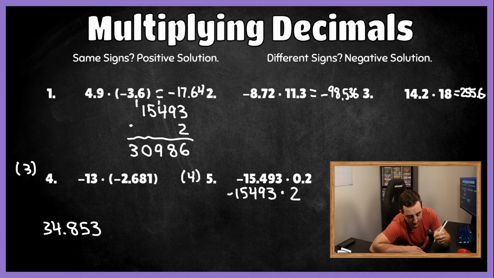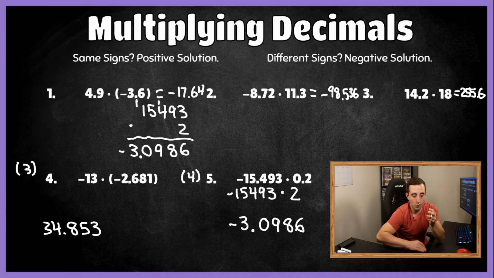We get 30,986, but we want to make sure that there's 4 numbers behind the decimal point. It was different signs, so it needs to be a negative solution. So we get negative 3, and then we get 0.0986. So hopefully these 5 helped you out in multiplying decimals, but I do have 5 questions I want you to try out on your own in the practice session, so let's go ahead and take a look at them.